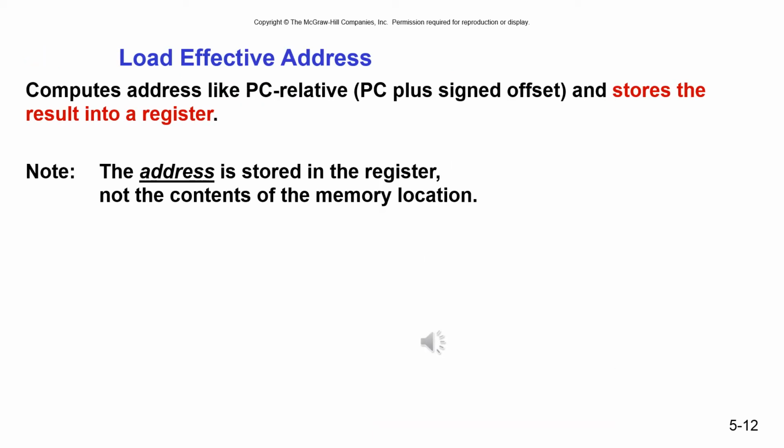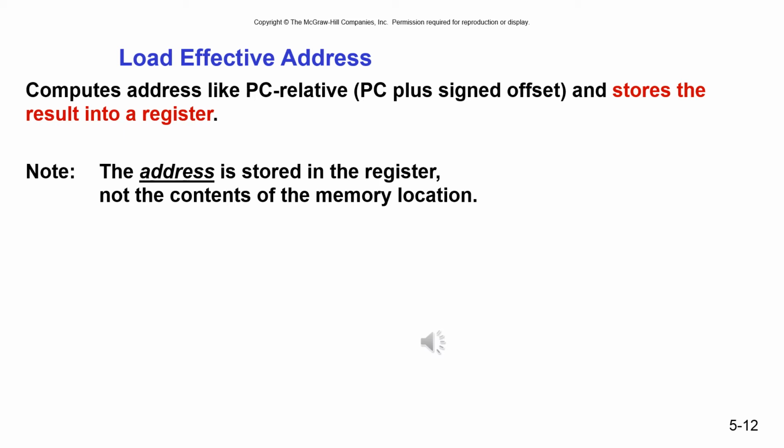The last load command we're going to cover is LEA, load effective address. It computes the address similar to PC relative and stores a result in a register. The address is stored in a register, not the contents of the memory location. That's how it differs from the other load commands. And almost always you use a label with load effective address. I can't recall a time.